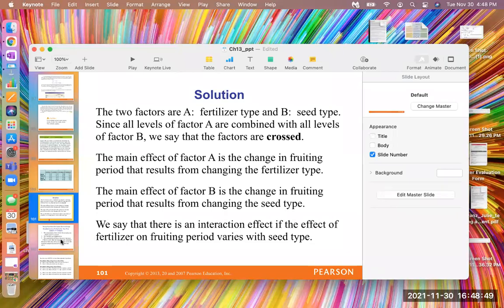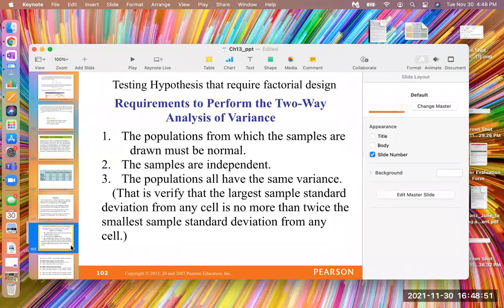Okay, so here are the requirements for a two-way analysis of variance test. The populations from which the samples are drawn must be normal. The samples are independent. The populations have the same variance. This is to verify the small. So this is the same as one-way ANOVA. The largest sample standard deviation is no more than twice the smallest.